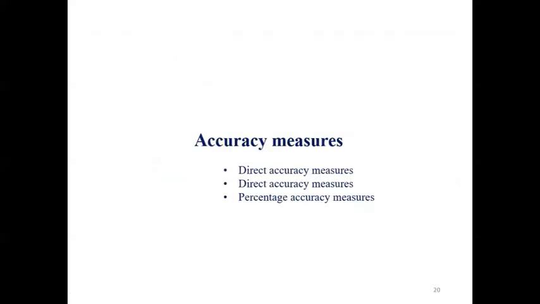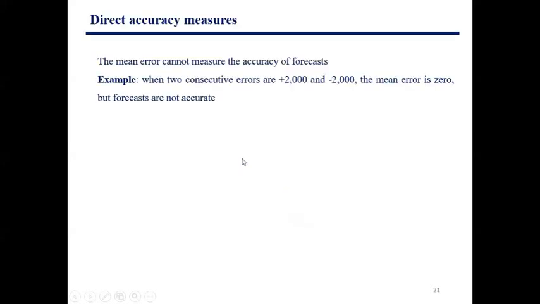Let's now talk about accuracy measures. And here there are 3 families or 3 types of accuracy measures. The direct accuracy measures, the percentage accuracy measures, and the relative accuracy measures. We will see them after. So let's start with the direct accuracy measures.